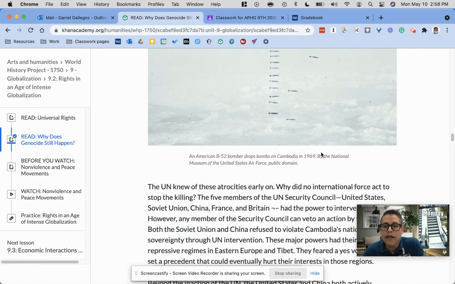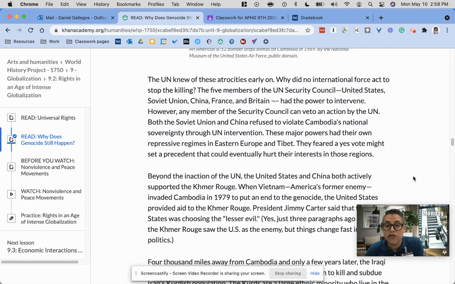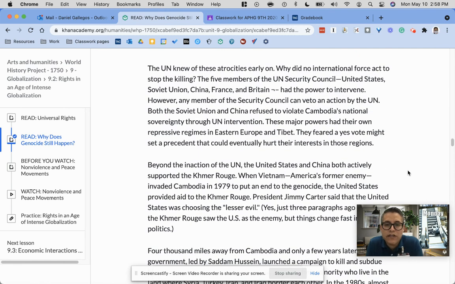Anyway, the UN knew of these atrocities early on. Why did no international force act to stop it? The 5 members of the UN Security Council, the US, the Soviet Union, China, France, and Britain, had the power to stop this. However, any member of the Security Council can veto an action by the UN. In other words, they can stop the UN from doing anything.